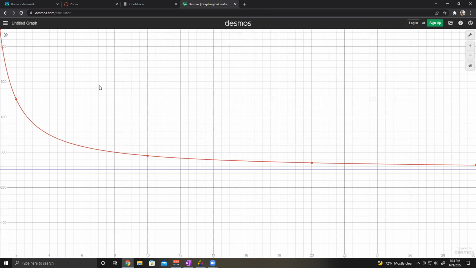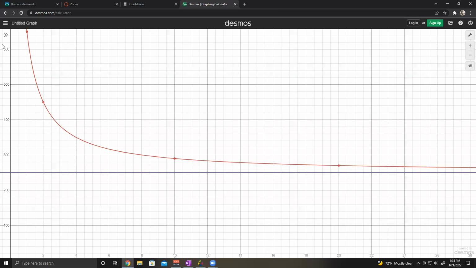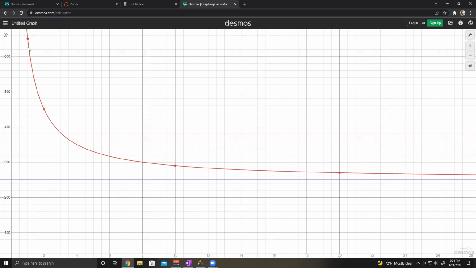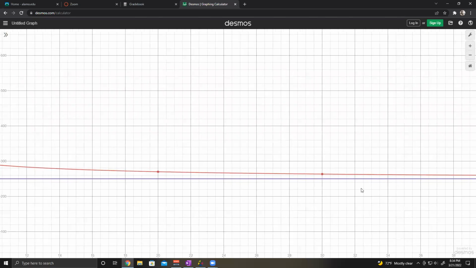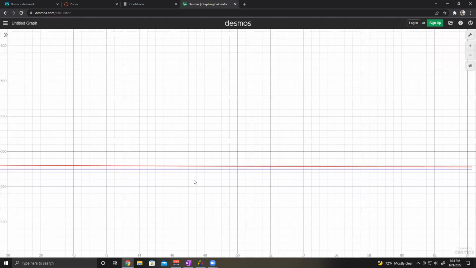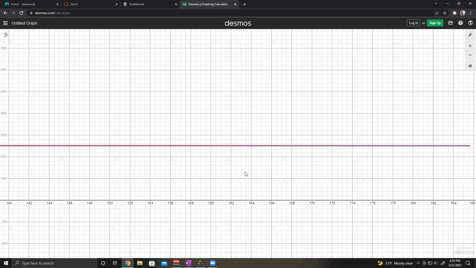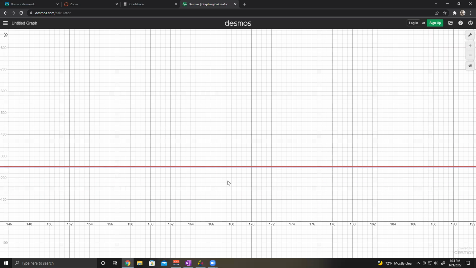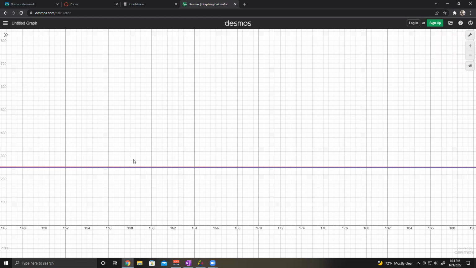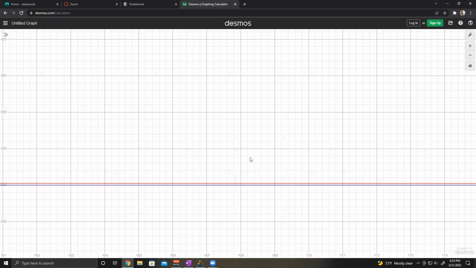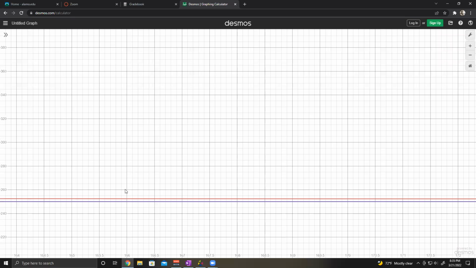So hiding everything, this is what we just graphed. There's our average cost function. And we see that as we come down, it looks like it gets closer and closer to 250, right? So as we create more boards, we get closer and closer to 250. And does it look like it's touching? Yes. Yes, but if I zoom in, guess what? Not touching.